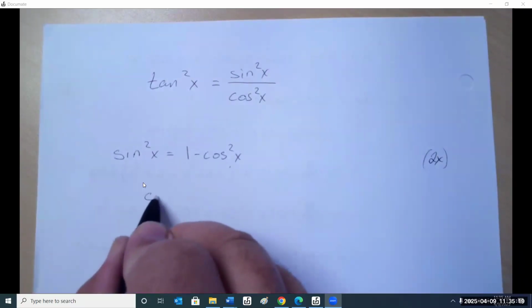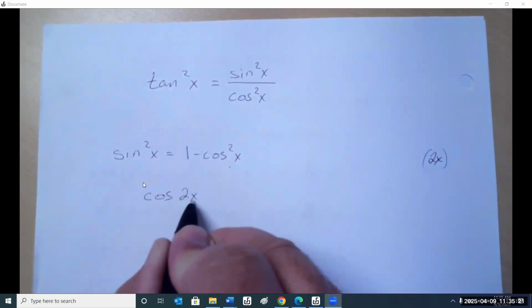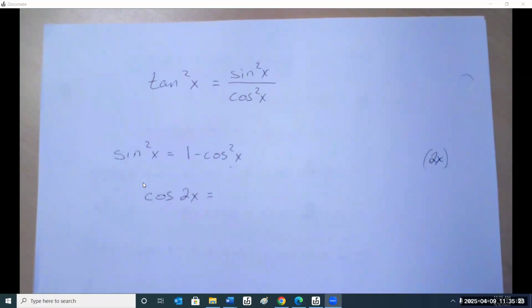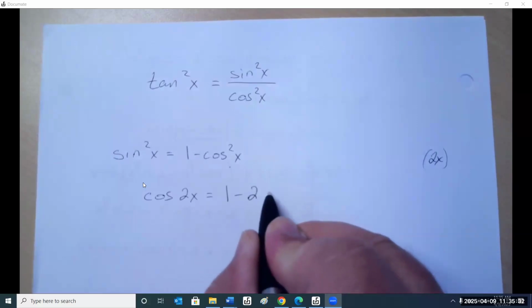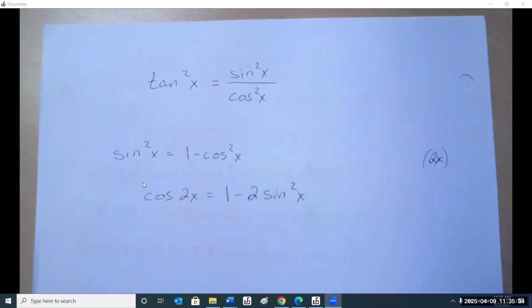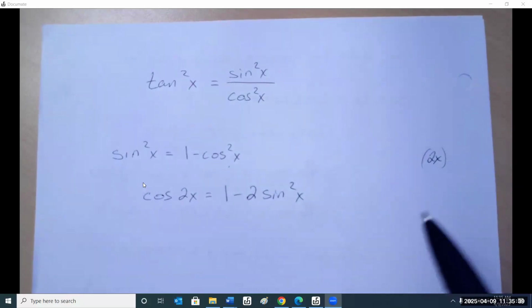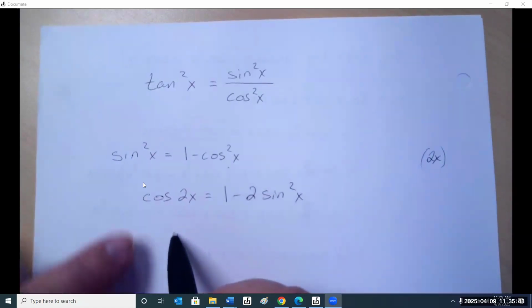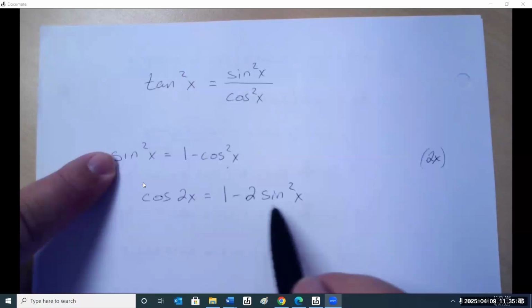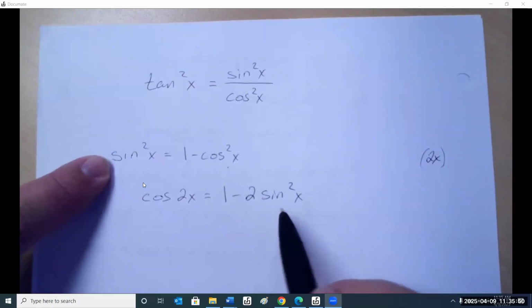We know that cosine 2x is equal to what? We have all those functions for cosine. The second formula was 1 minus 2 sine squared x. So let's solve for sine squared x. What does that give us?